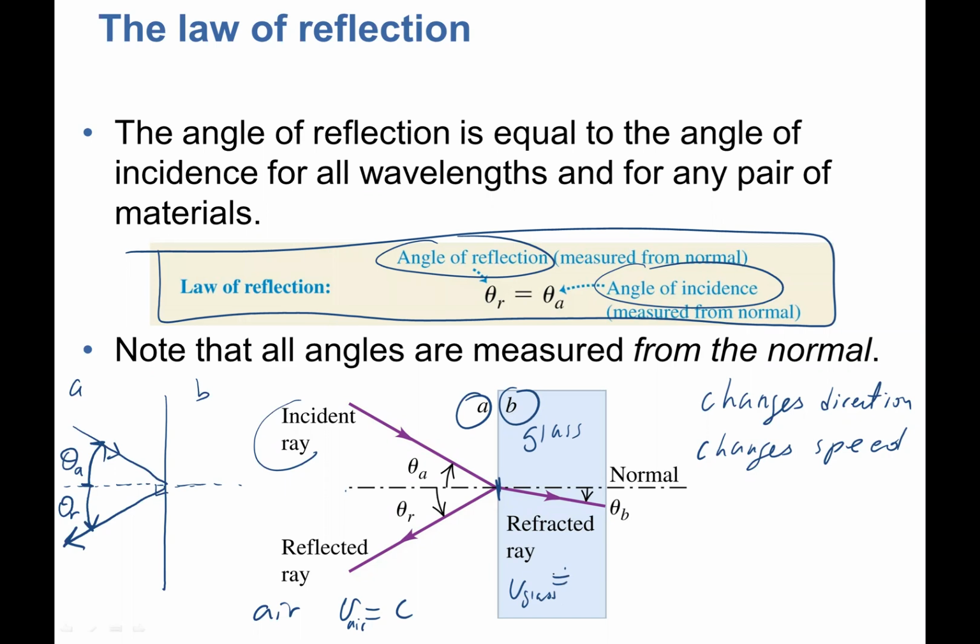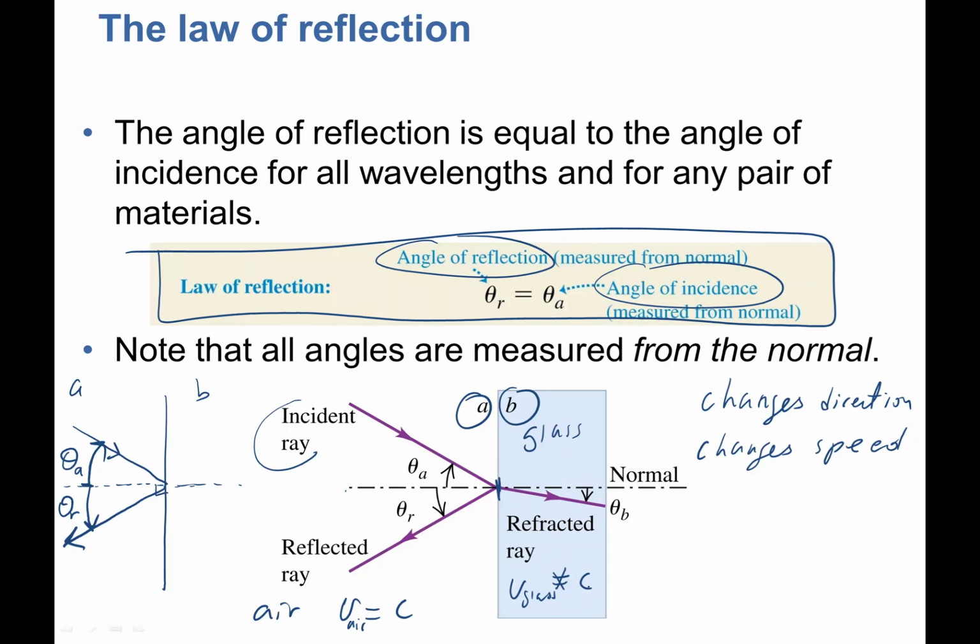Well, this will not be equal to c. It's going to be less than c. It's going to slow down because it's more dense, so there are more collisions, more absorption, scattering, and let's say re-emission. So the light will slow down. Plus, it changes direction, okay?